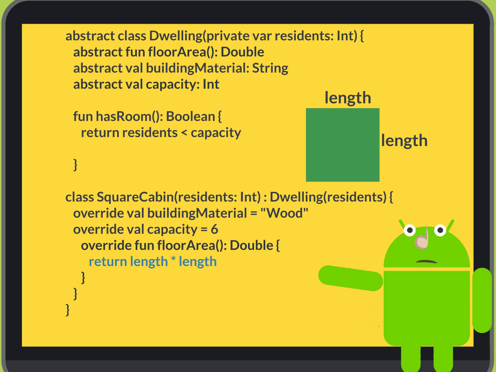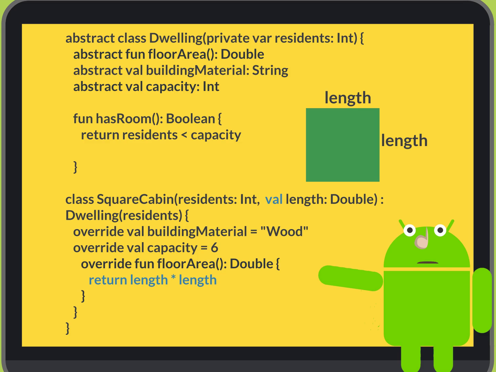3. In this class, the length is a variable that varies from instance to instance, so you can add it as a constructor parameter of the square cabin class. Change the class definition of square cabin to add a length parameter of type double. Declare the property as val because the length of the building does not change.